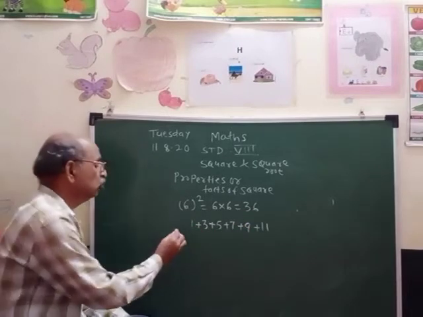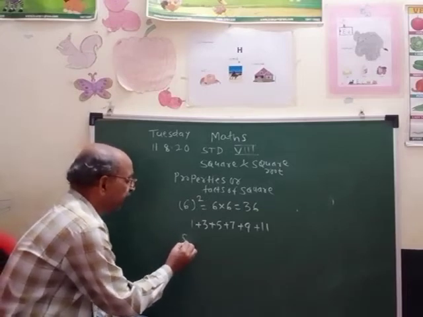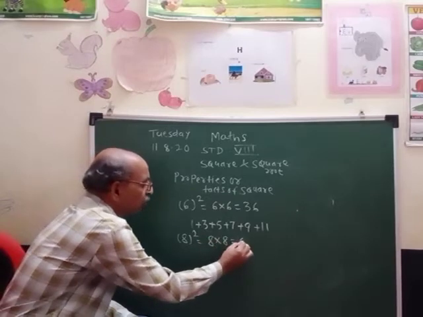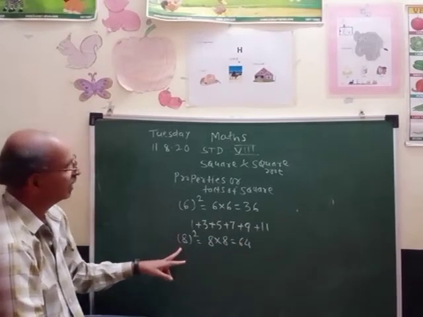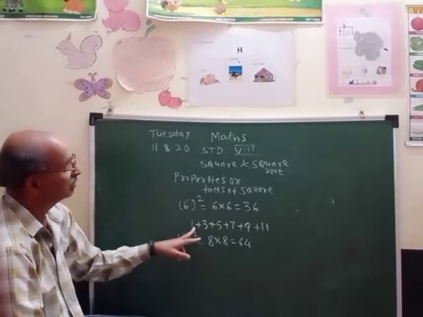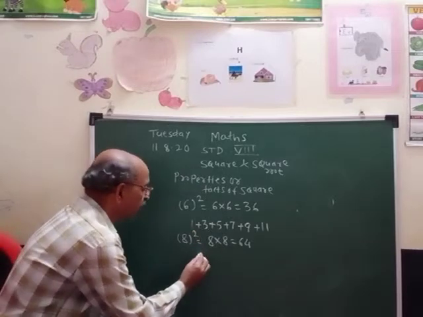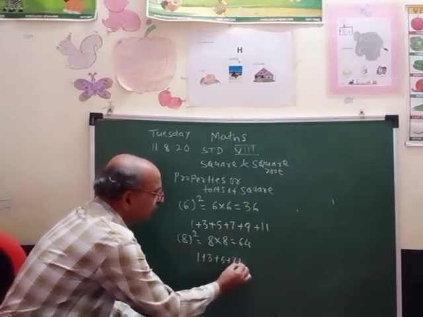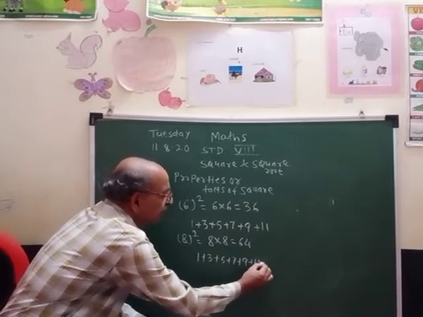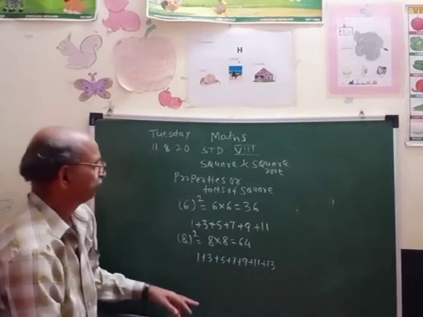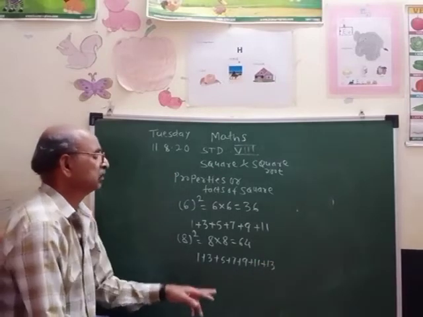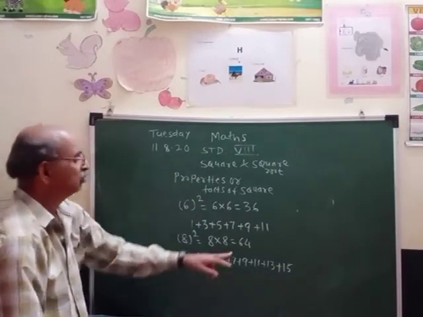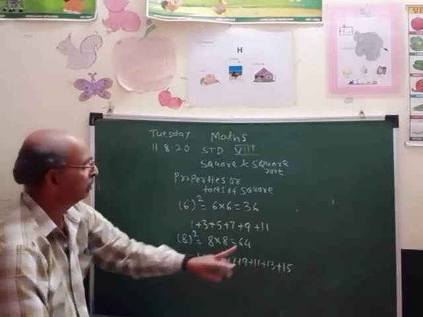One more I will show you. If we take 8 square, 8 square is 8 into 8, that is 64. So the square of any natural number is the sum of the first n odd numbers. So the first odd number starts from 1 plus 3 plus 5 plus 7 plus 9 plus 11 plus 13 plus 15. So this is the addition of the first n odd numbers.